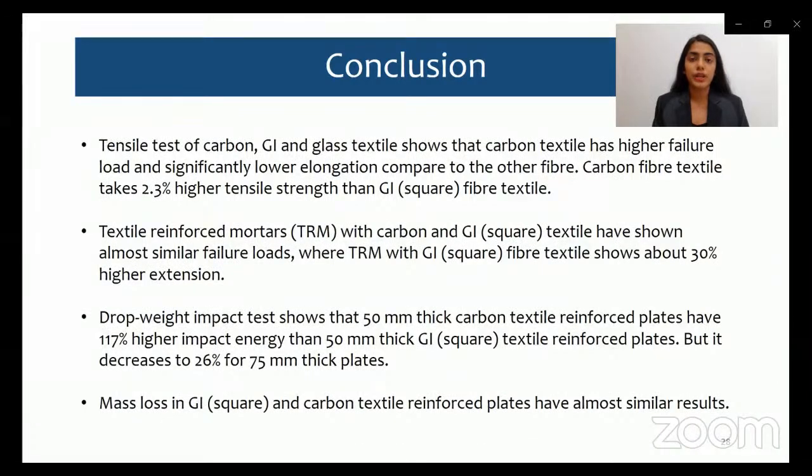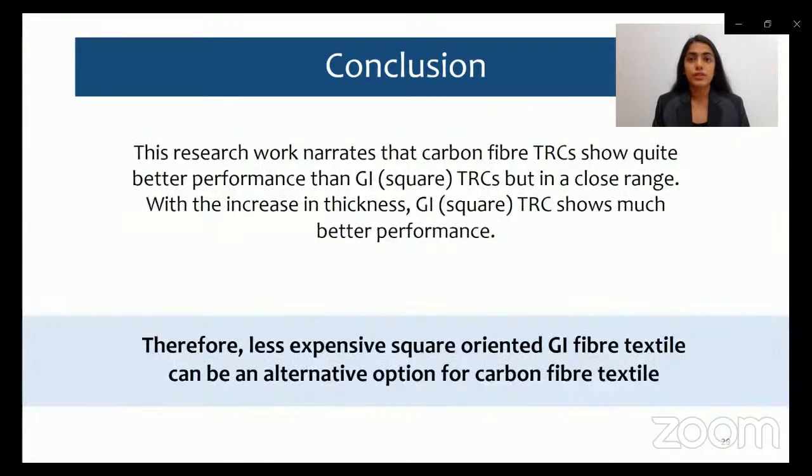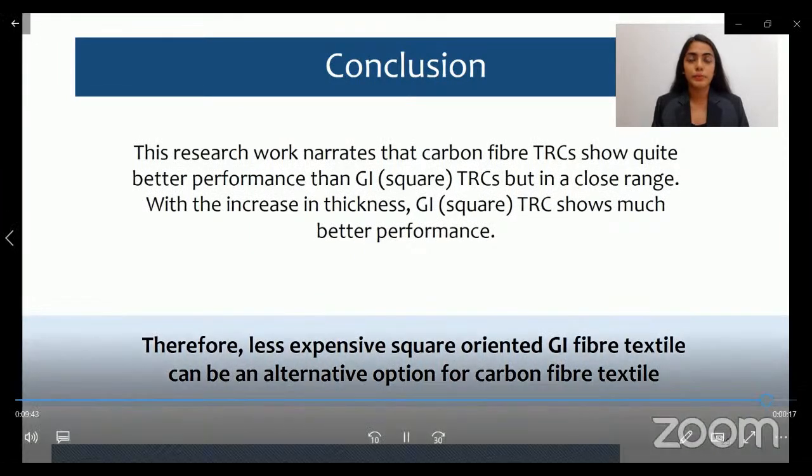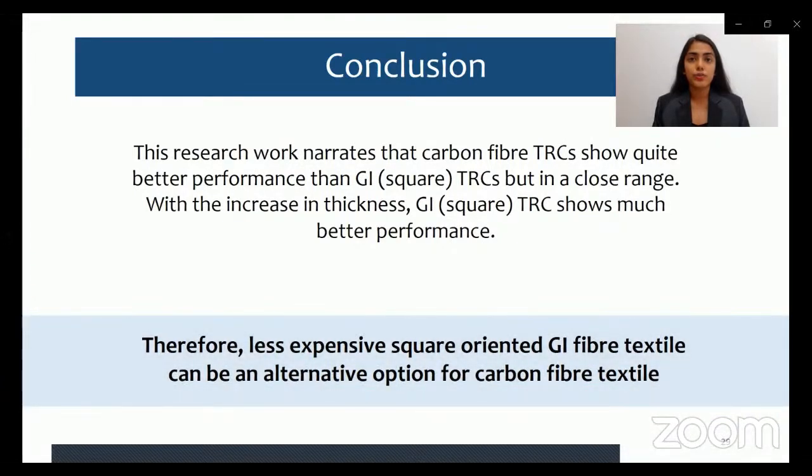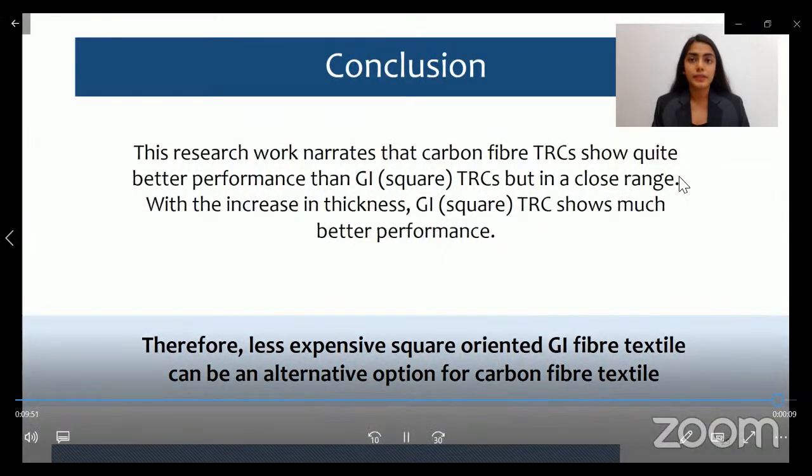Mass loss in GI square and carbon TRC plates have almost similar results. This research work narrates that carbon fiber TRCs show quite better performance than GI square TRCs, but in a close range. With the increase in thickness, GI square TRC shows better performance. Therefore, less expensive square-oriented GI fiber textile can be an alternative option for carbon fiber textile.